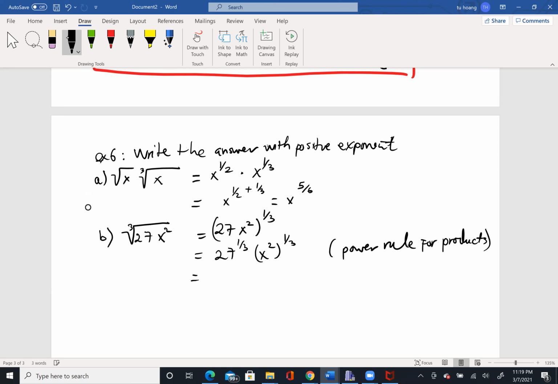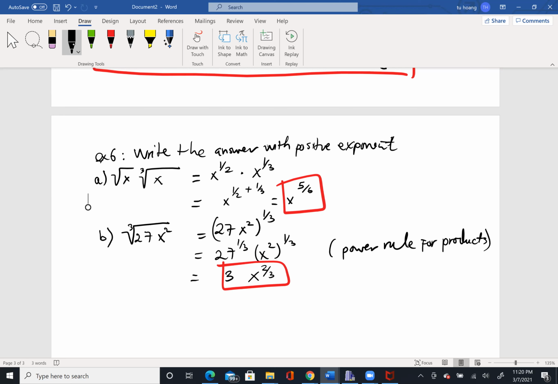Okay, so now you will have 27 to the power 1/3 will be equal to 3. And for the x squared to the power 1/3 will be x power 2/3. And this is called the power rule for exponent. Okay, that's the answer. So this is the answer. Okay, that is B.